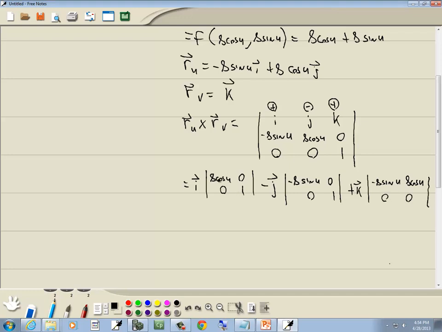Okay, we'll cross multiply here. 8 cosine u times 1 is 8 cosine u, so this is 8 cosine u i. And cross multiply here, we got negative 8 sine times 1 is negative 8. With a negative out in front gives us a positive 8 sine u j. And then this times this is 0, this times this is 0, 0 minus 0, 0, so that drops away. Well, now we need the magnitude of this cross product.